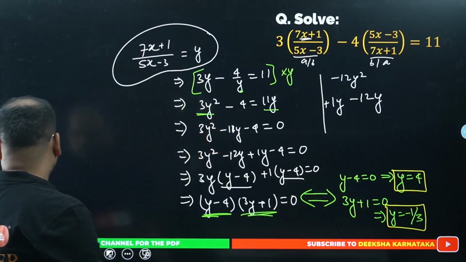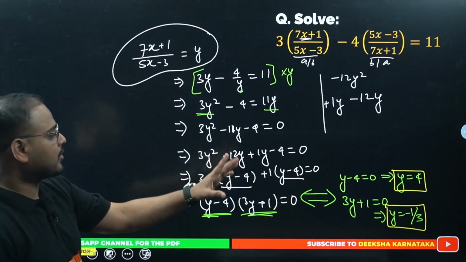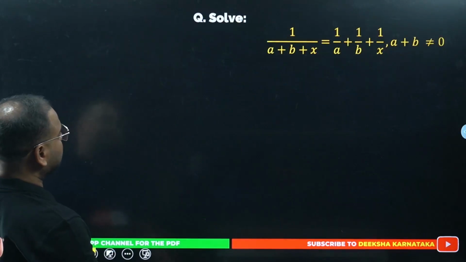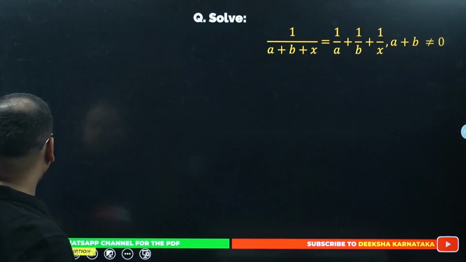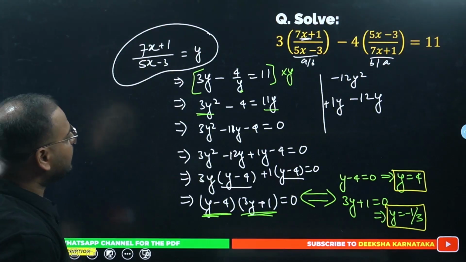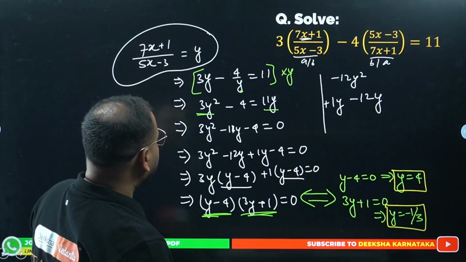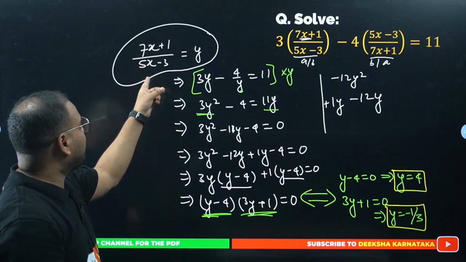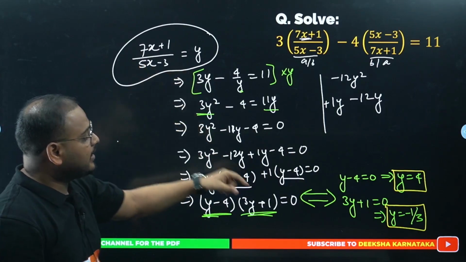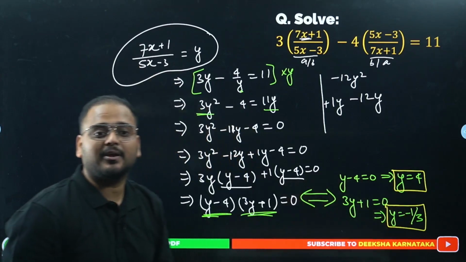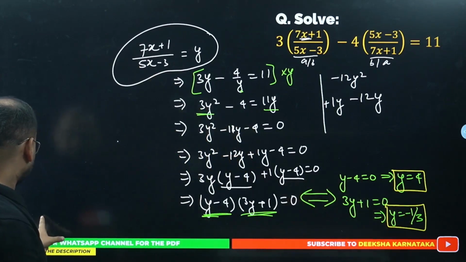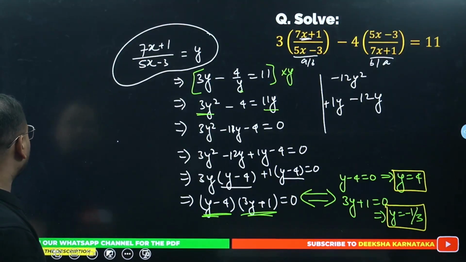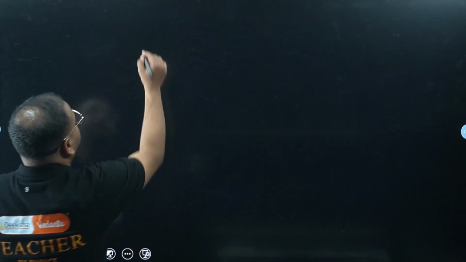Let's see. So what is my first y? 4. What is y? 7x plus 1 upon 5x minus 3. What we're going to do right now is equate 7x plus 1 upon 5x minus 3 to y, with 4 and minus 1 by 3 individually. So it is 7x plus 1 upon 5x minus 3.